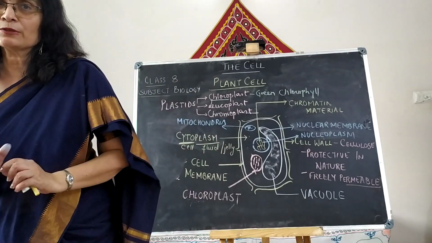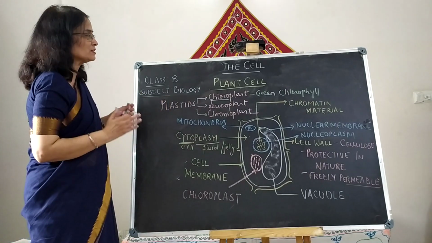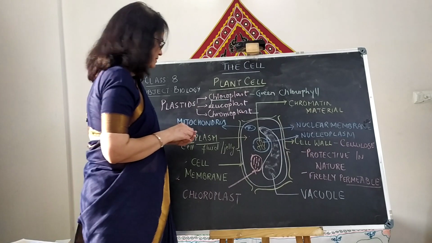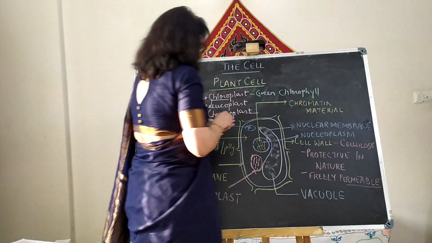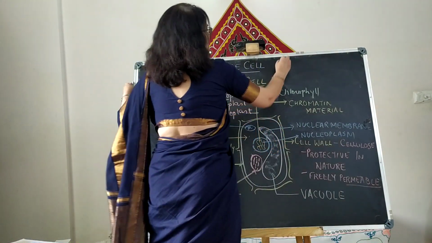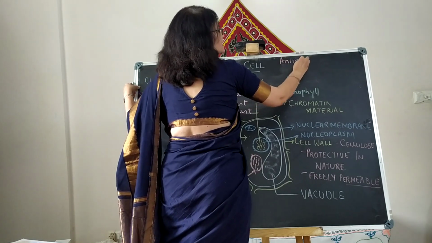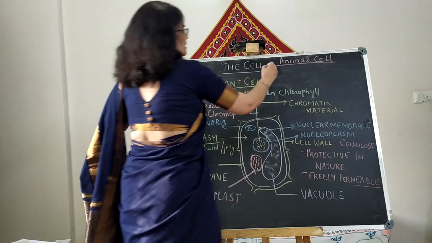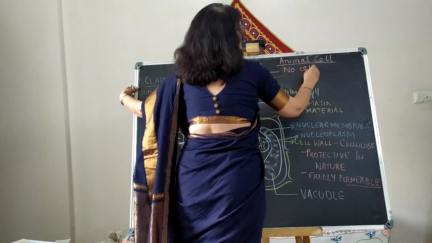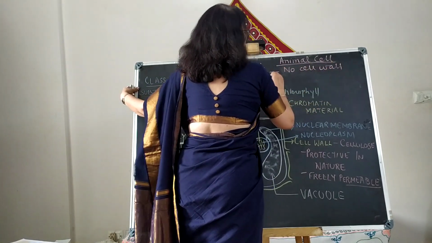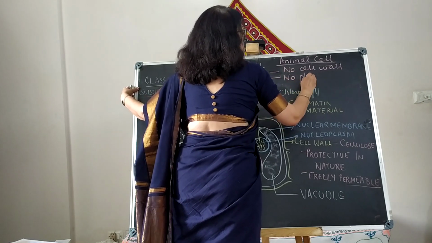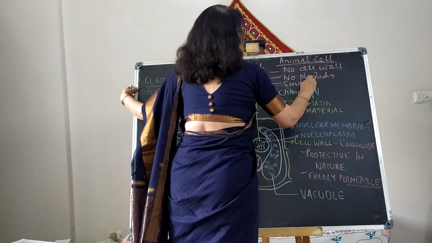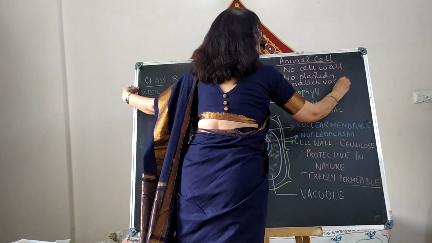But when we talk about the animal cell, what is the difference? Very simply, the difference is, let me write it over here. The difference is in the animal cell. Of course, in the next class, we are going to talk in detail about the animal cell. But let me tell you, no cell wall is present. No plastids are present. And a smaller vacuole is present.